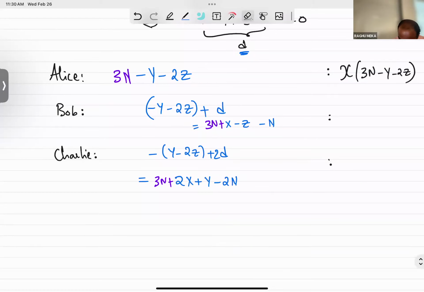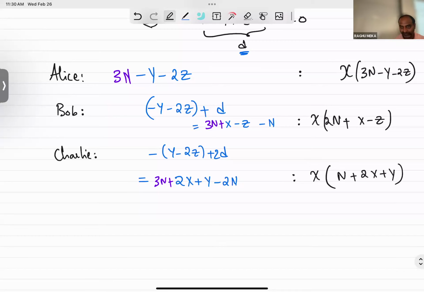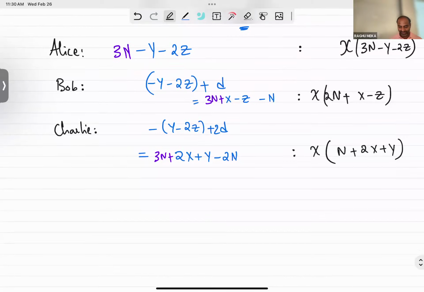And same for Bob: what is the color of 2n plus x minus z? Charlie also is going to say, what is the color of n plus 2x plus y? So the communication is only the color. Alice announces the color of 3n minus y minus 2z, Bob the color of 2n plus x minus z, and Charlie the color of n plus 2x plus y. So how many bits does it take?